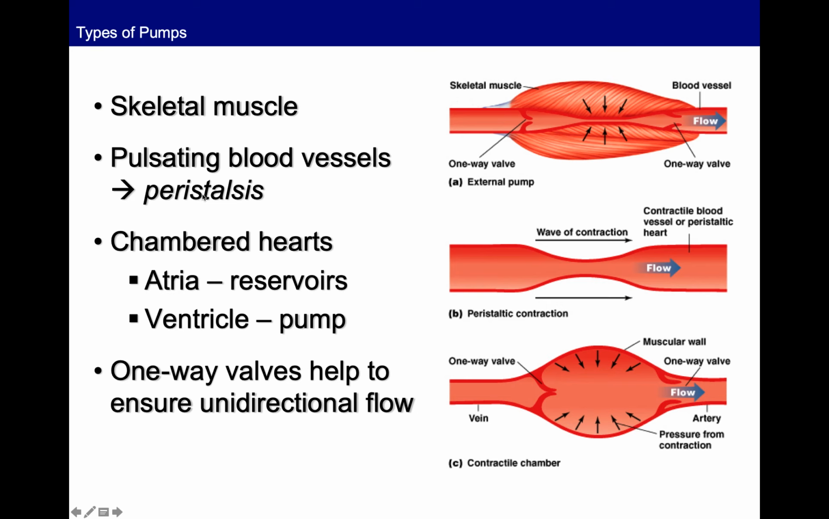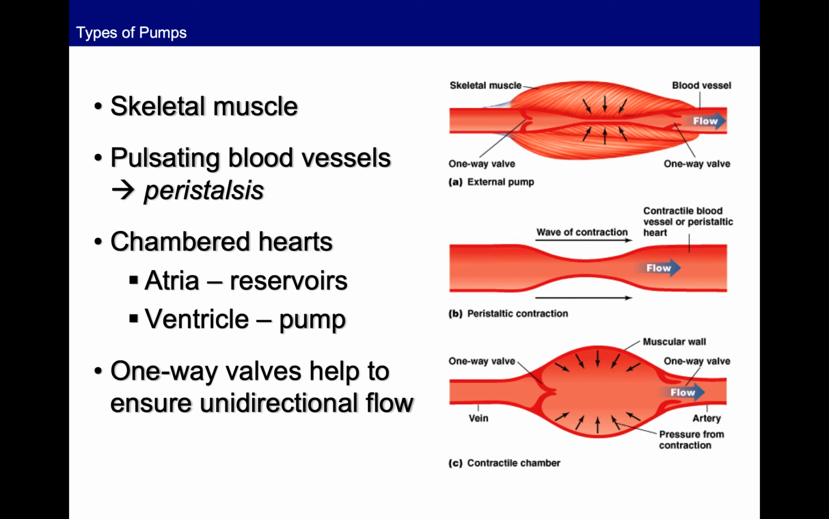Some animals have those pulsating blood vessels called peristalsis. Those are due to smooth muscle cells that surround those vessels. And it's also interesting that veins have one-way valves to ensure that the blood keeps moving in a one-way direction. If something is wrong with your valves, especially in your legs, has anybody ever seen varicose veins? Those are problems with these one-way valves.